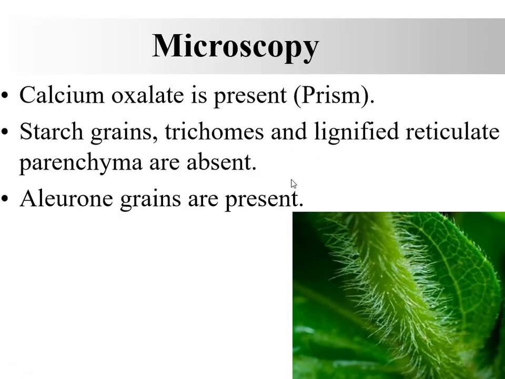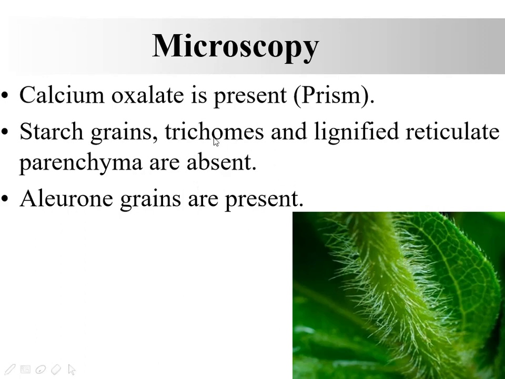After macroscopic features, let's move to the microscopic characteristics of coriander. In coriander, calcium oxalate crystals are present. Out of various types of calcium oxalate, prism type of calcium oxalate is present. Basically, calcium oxalate crystals help in the regulation of calcium in the plant tissue or help in the metal detoxification of the plant. Starch grains, trichomes and lignified reticulate parenchyma are absent in coriander.